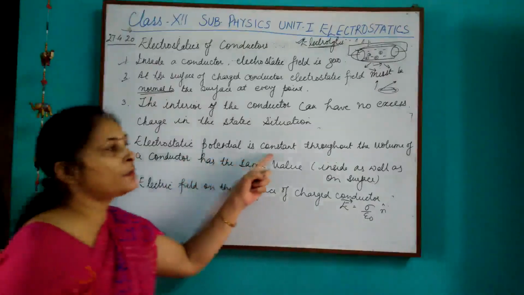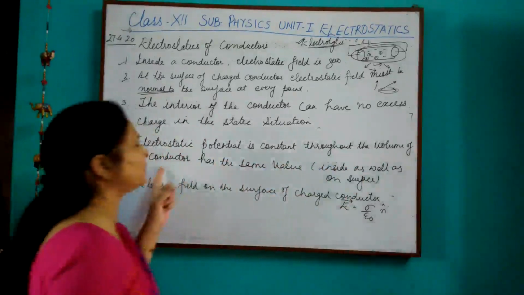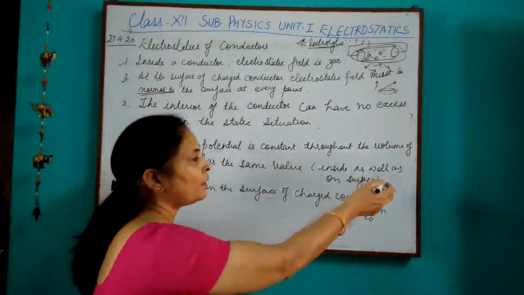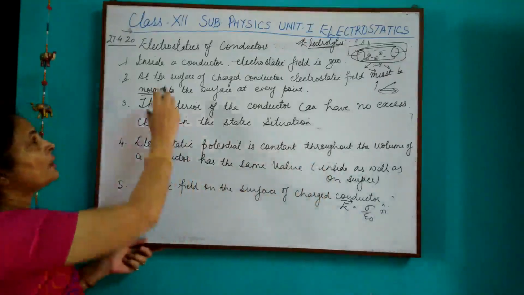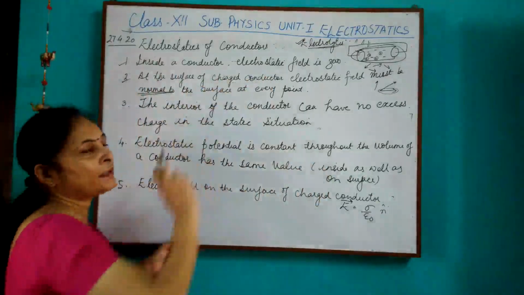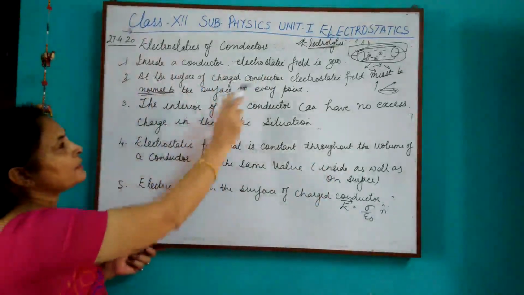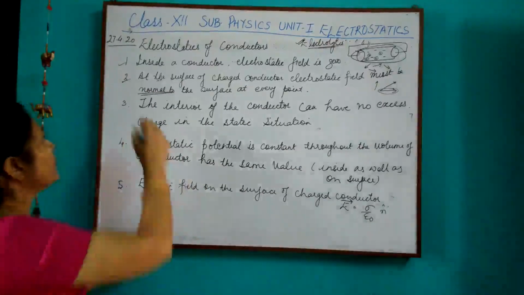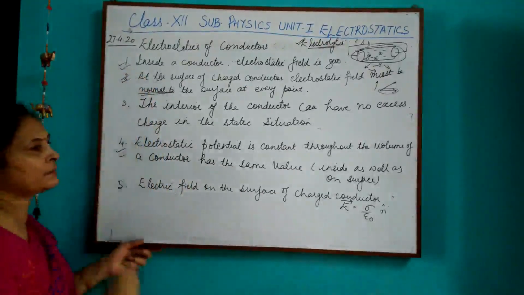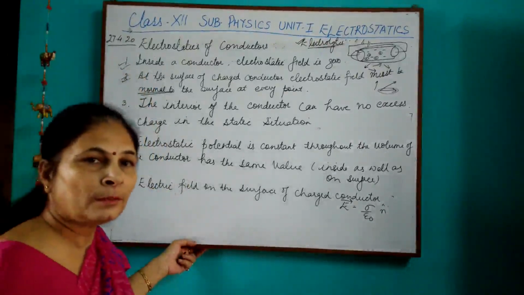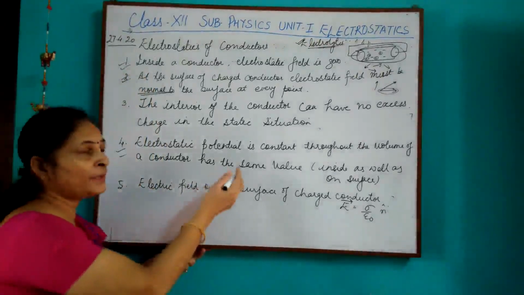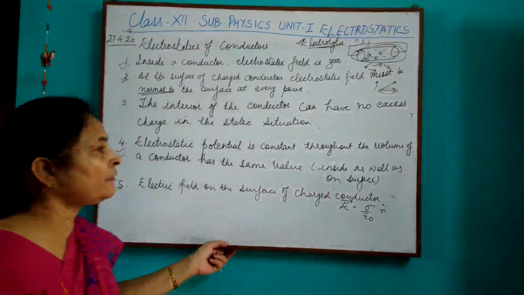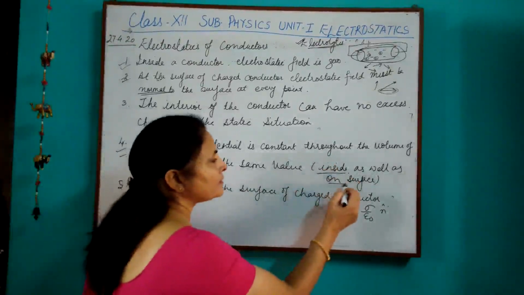Electrostatic potential is constant throughout the volume of the conductor and has the same value inside as well as on the surface. You can see, inside a conductor, electrostatic field is 0, and at the surface of a charged conductor, electrostatic field must be normal to the surface. From these two points, we come to this fourth point: it is going to form an equipotential surface, and therefore potential will remain the same.